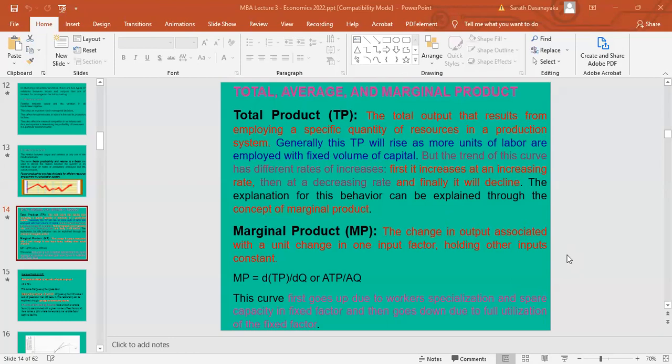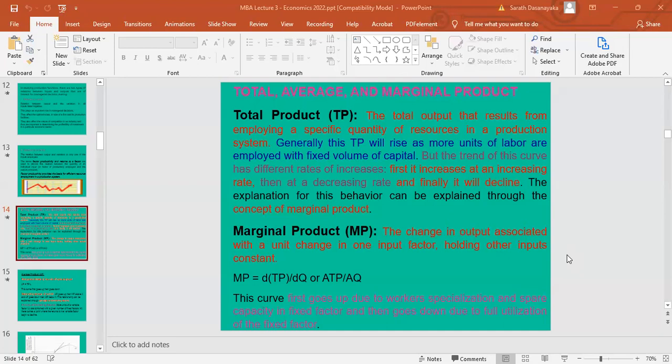Right. Okay. Then we are discussing how the total production curve is behaving. Generally, total production will rise as more units of labor are employed with a fixed volume of capital. That means labor is changing, capital is fixed. Then what's going to happen to TP, total production? The trend of this curve has a different rate of increase.